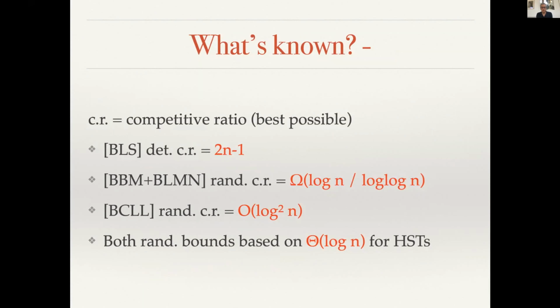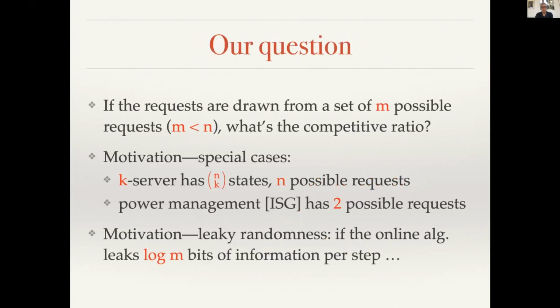But right now, this gap is still standing, and no one knows how to improve either the upper bound or the lower bound. So this is what's known in general. And now we come to the question that we asked. We were intrigued by the fact that in many special cases of metrical task systems, much better bounds are known, in fact often bounds that don't depend on the number of states at all.